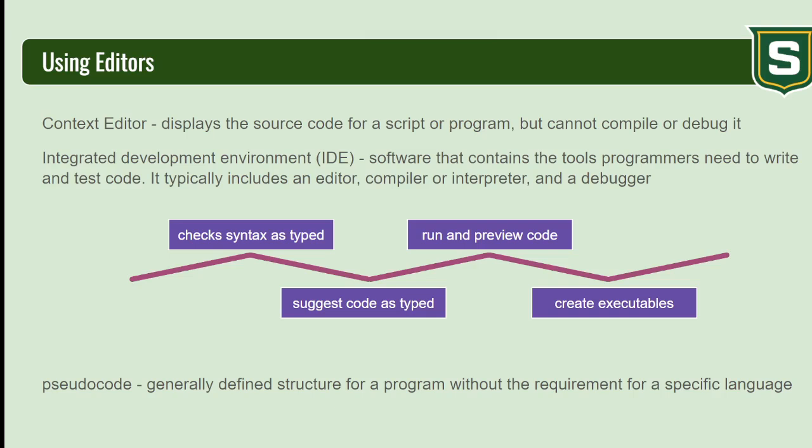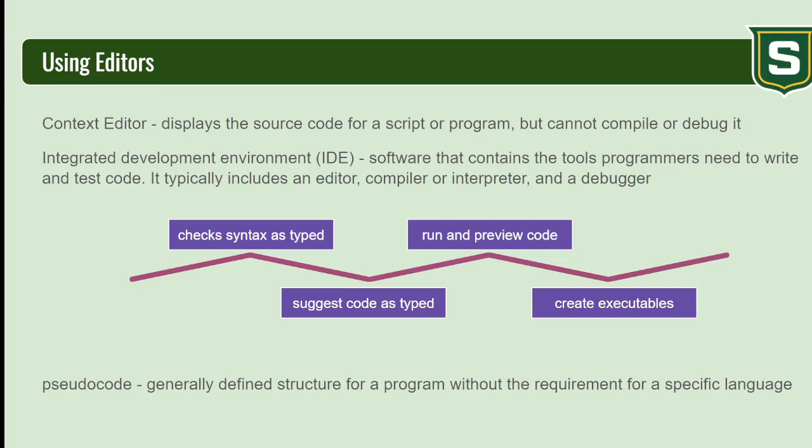So a context editor displays the source code, but it cannot compile it. So that was Notepad. An IDE, again, an integrated development environment, is software that contains everything you need to write and test your code. So you have your editor, where you can type. Then you can usually run your code. So that's going to either compile or interpret it depending on the language. And the debugger: when I ran it with the error, it told me, hey, there's an error here. That's a debugger. So it tries to tell you you have an error and maybe a little information about what your error could be.